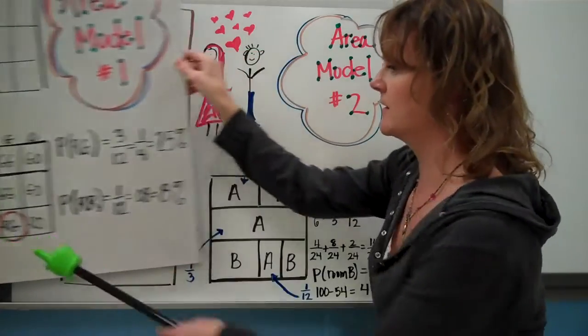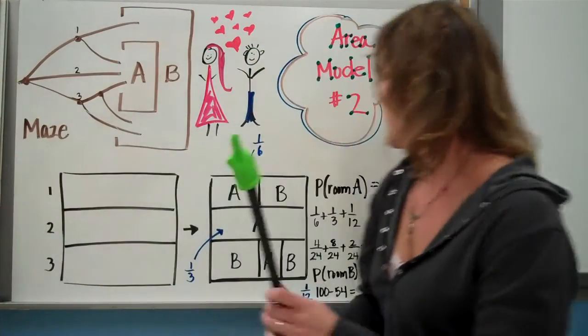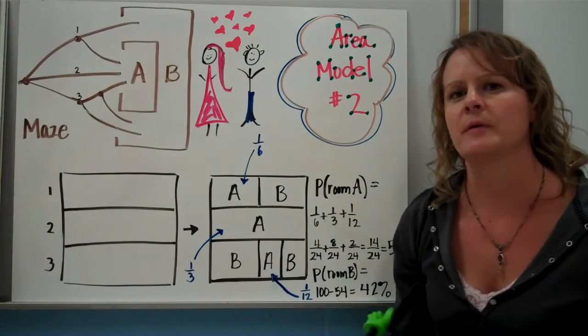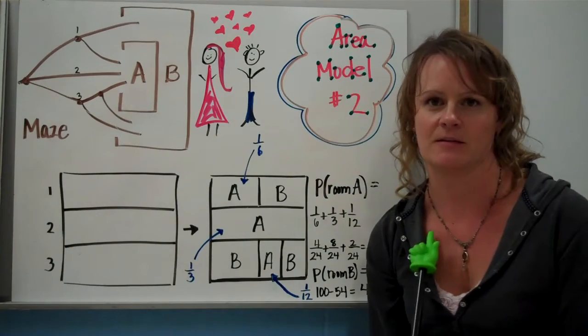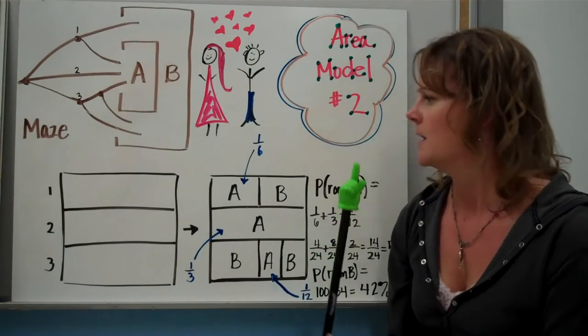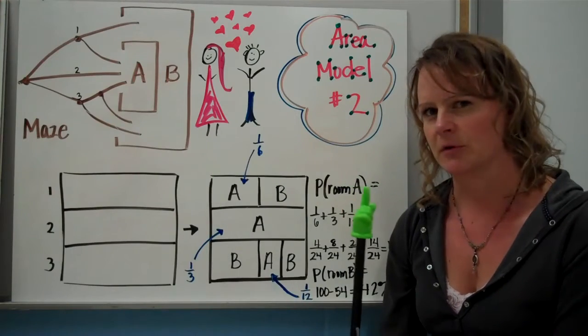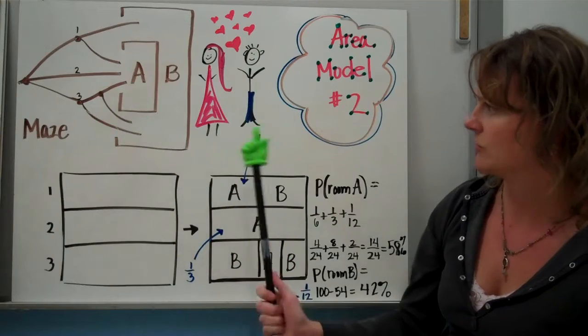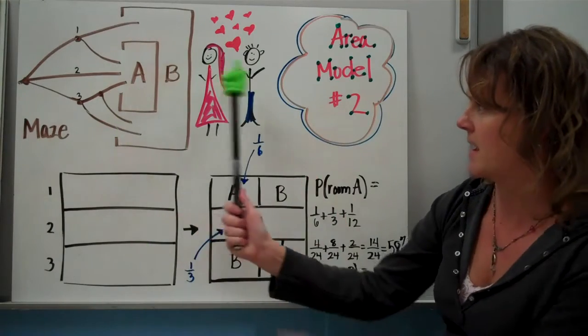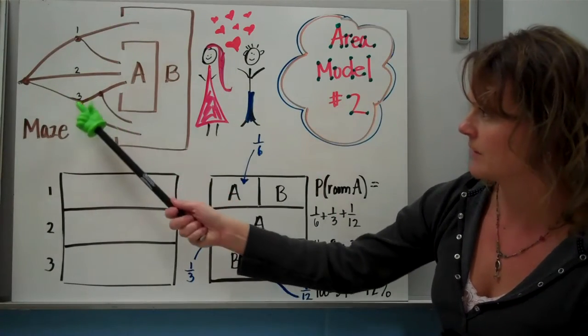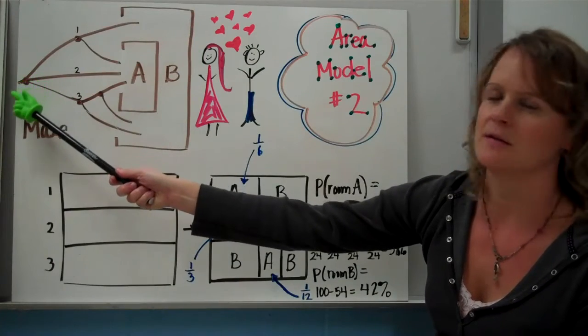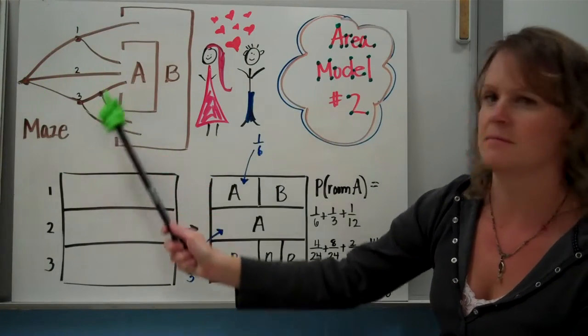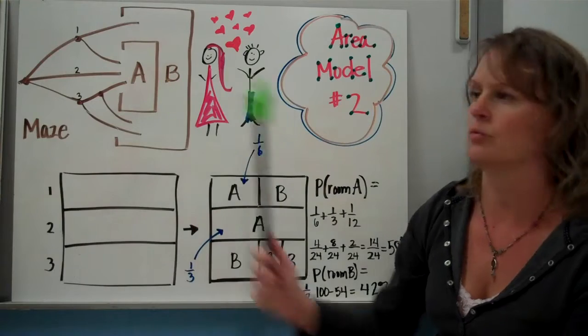Now we're going to look at a separate area model example. And this one has to do with probabilities of dependent events. So it's a little more complicated, but it's going to look fairly similar. We're going to start with this little story, because I like to do this little story that goes with this maze. This is a maze, what you see here, and these are pathways through this maze that lead to either room A or room B.